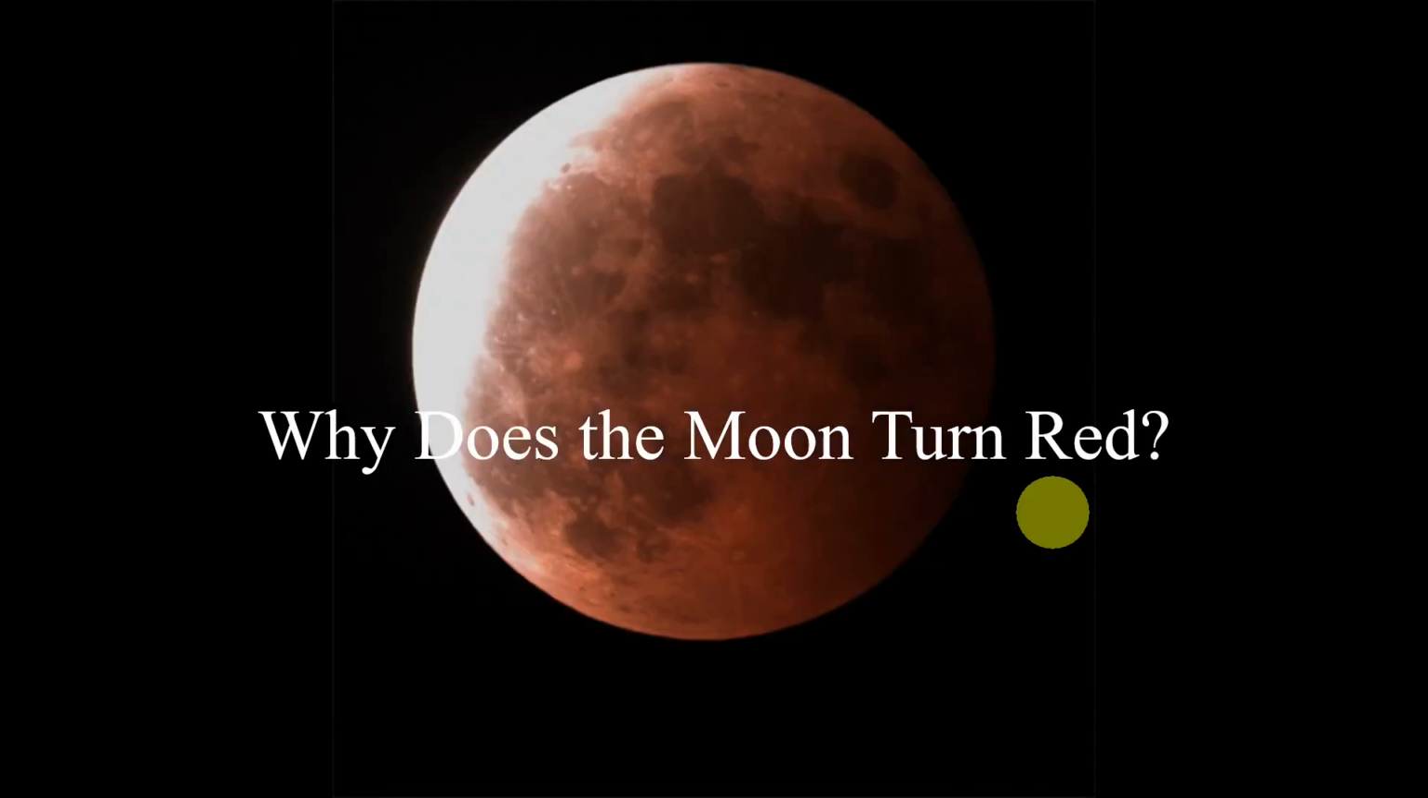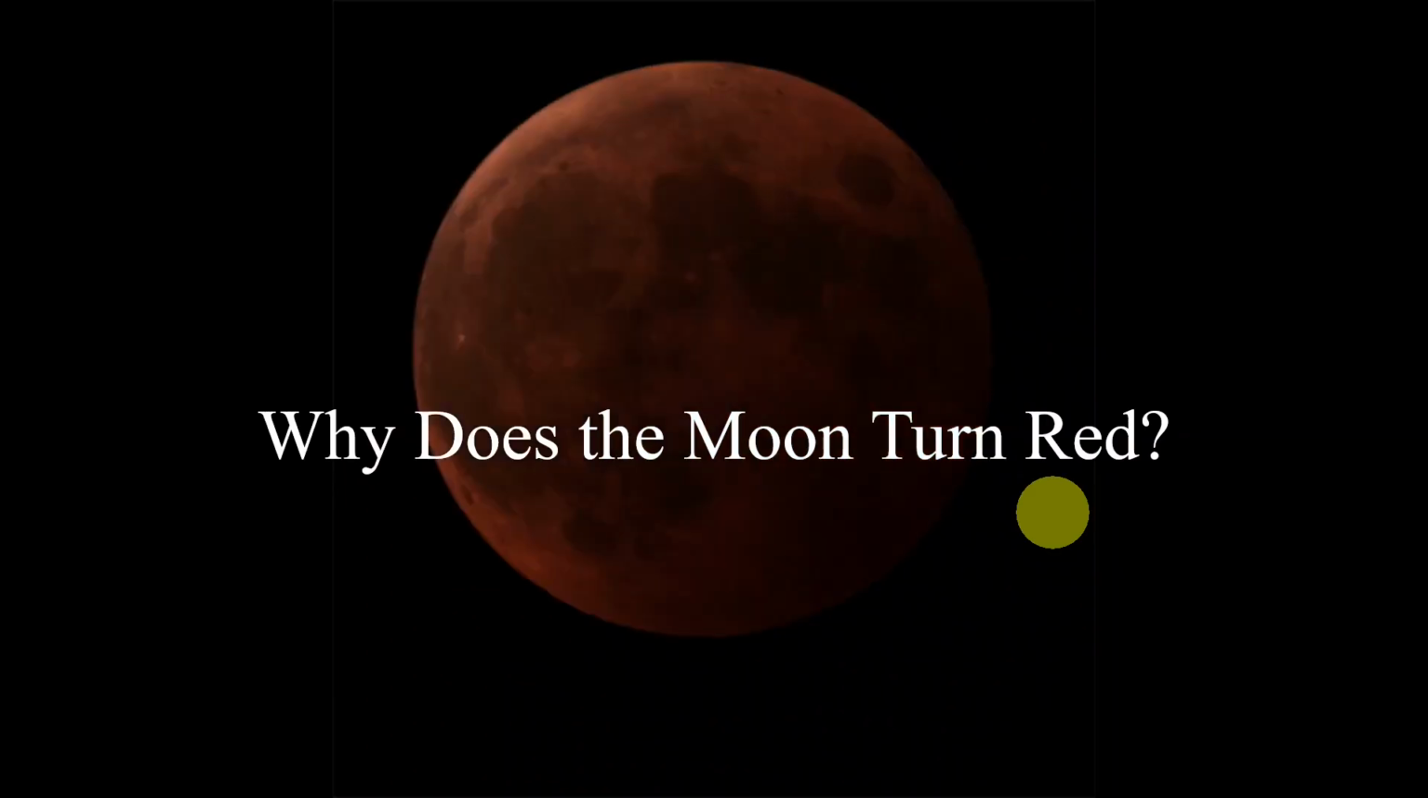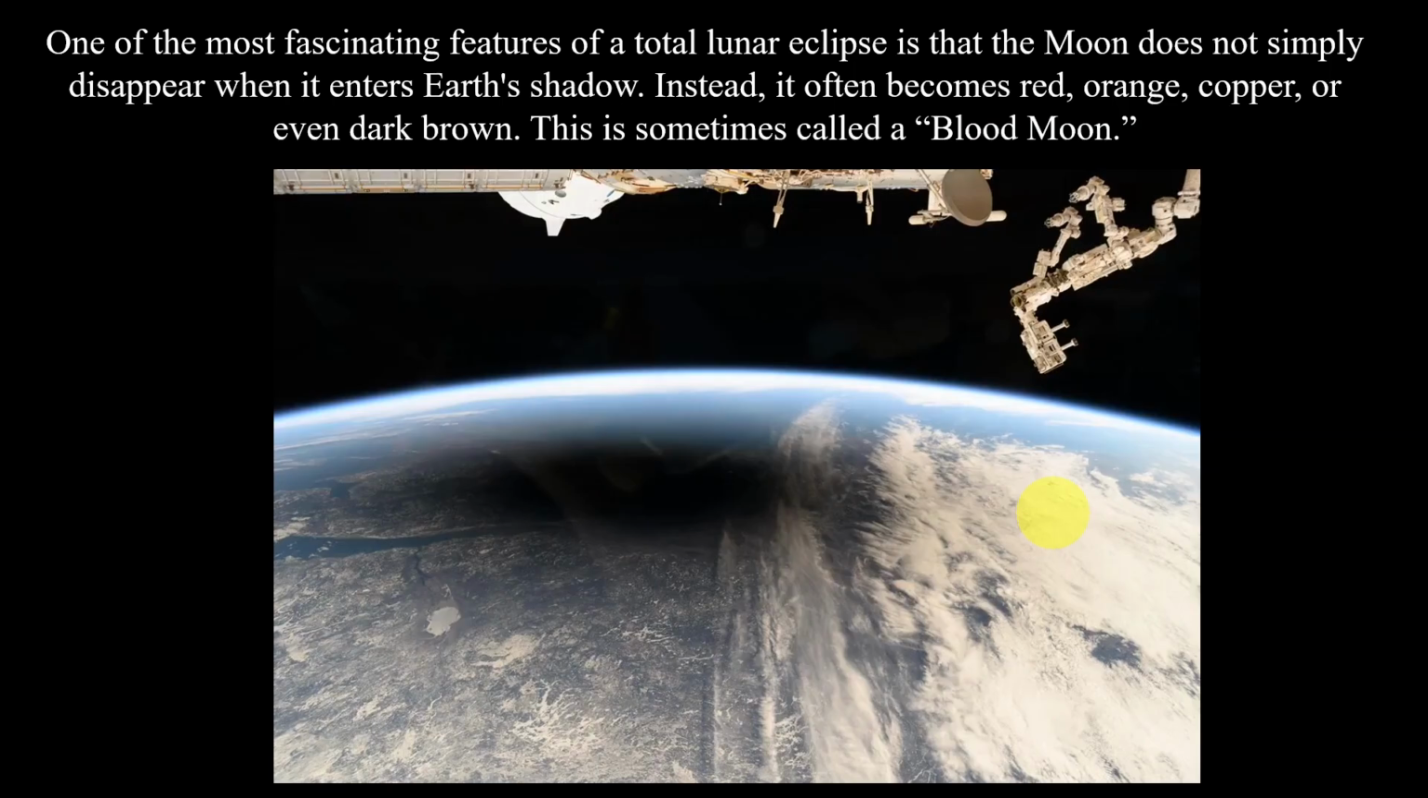So now the question, the most important part is, why does the moon turn red? Why does the moon turn red? Very important. One of the most fascinating features of a total lunar eclipse is that the moon does not simply disappear. It was supposed to disappear because during a solar eclipse we see this dark spot. We don't see red. Do we see red? No, we see dark. We see the lunar shadow, dark.